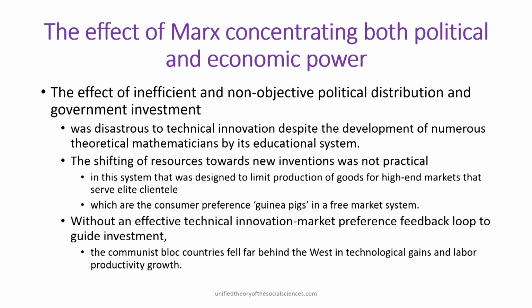The effect of inefficient and non-objective political distribution and government investment was disastrous to technical innovation. Despite the development of numerous theoretical mathematicians by its educational system, the shifting of resources towards new inventions was not practical in this system that was designed to limit production of goods for high-end markets that serve elite clientele, which are the consumer preference guinea pigs in free market systems. Without an effective technical innovation market preference feedback loop to guide investment, the communist bloc countries fell far behind the Western technological gains and labor productivity growth.